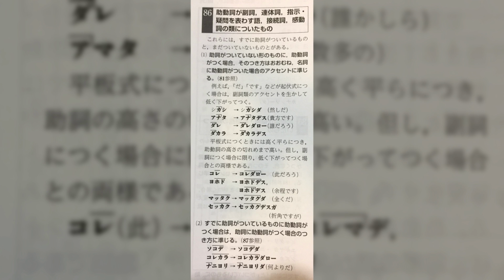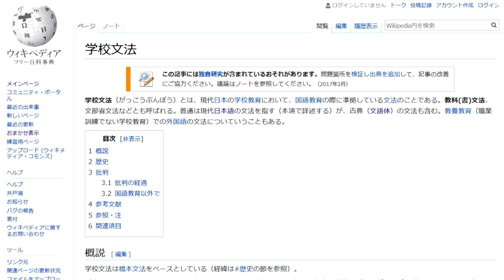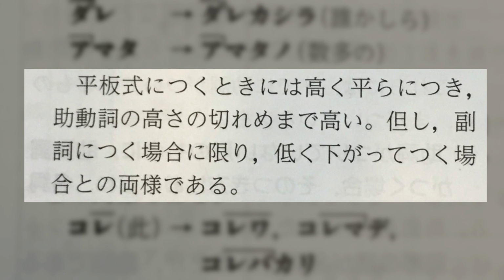Okay, so now let's check the other section which we were linked to. So here we find pretty much the same thing, except it's explaining the rule for when auxiliary verbs attach to adverbs instead of particles. So just in case you're not familiar, things like "da" and "desu" are considered to be auxiliary verbs in the way that Japanese people describe Japanese grammar. And it turns out that the rule is exactly the same as it was when we were talking about particles.